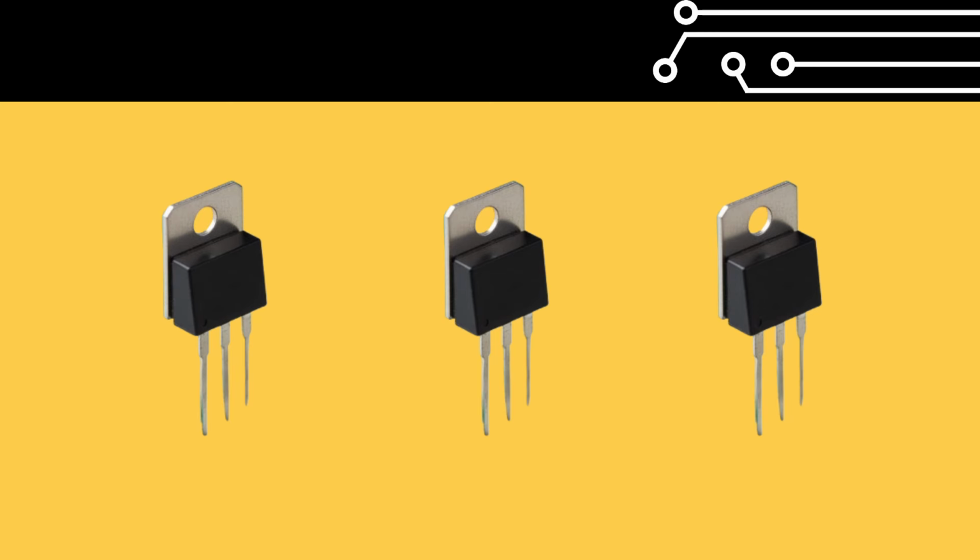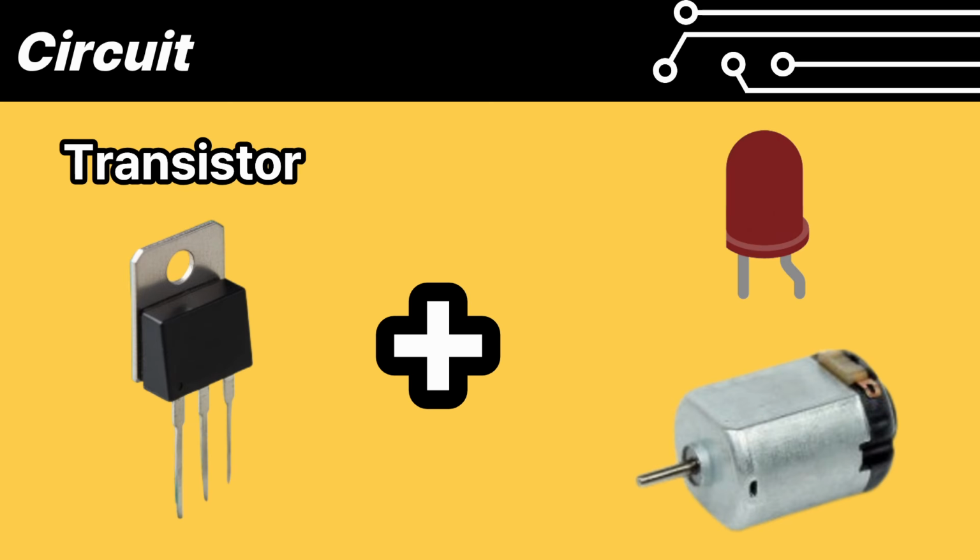Now we have briefly learned about the three components. Let's look at which circuits they should be used in. Transistors are best used for controlling low-power DC applications, such as driving LEDs or small motors.